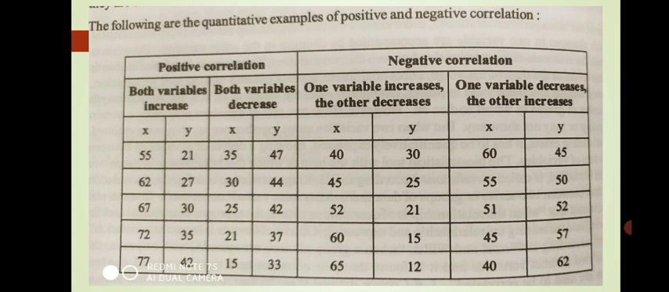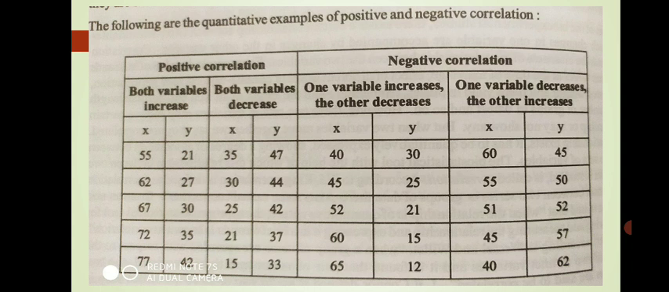Then in the second case of positive correlation, both values are decreasing. Say in the x column, the values are 35, 30, 25, 21 and 15, so the values are successively decreasing. Similarly, in the y column, the values again are successively decreasing. So this is how correlation can be explained or measured.